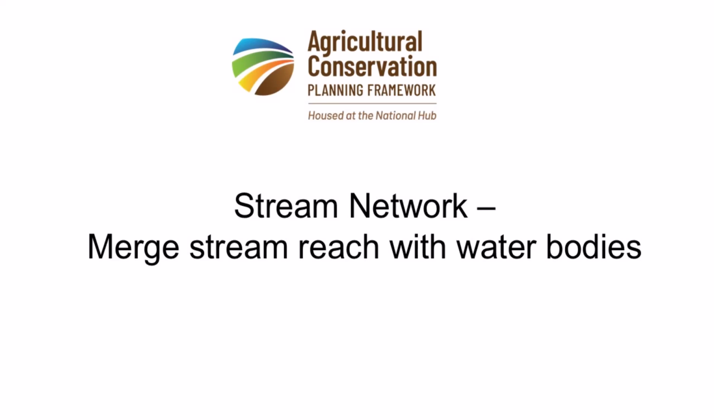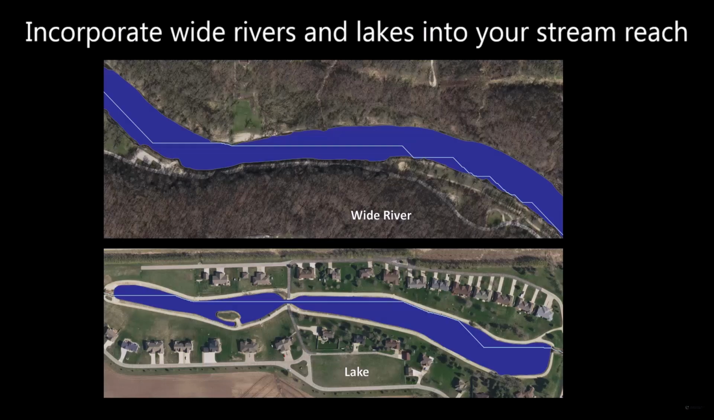In this video, we're going to discuss the Merge Stream Reach with Water Bodies tool. This is the fourth tool in the Stream Network and Catchments section of the ACPF Toolbox. This is an optional, though highly recommended tool that merges your stream reach with any water bodies you have in your watershed. It allows water body features, such as wide rivers or lakes, to be merged with your stream reach, giving you two stream reach coverages and a polygon output for your water bodies. You have the option to include these water body boundaries in later tools, such as the Riparian Assessment Suite.